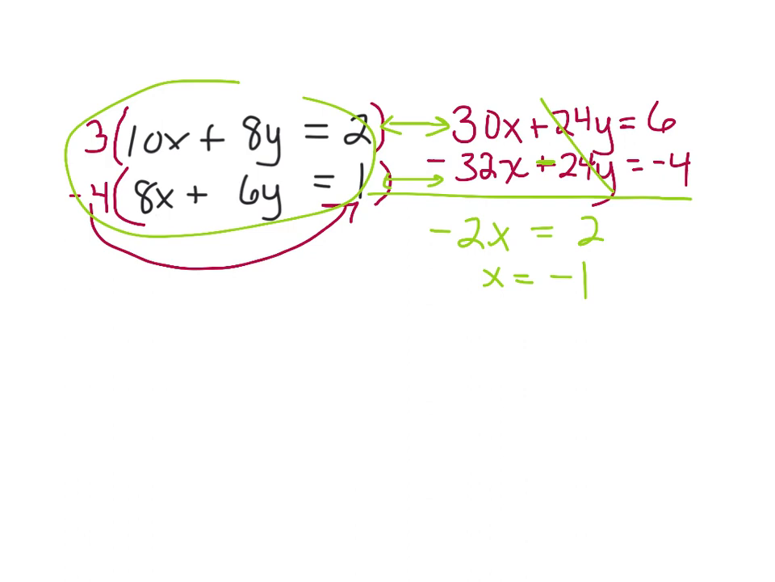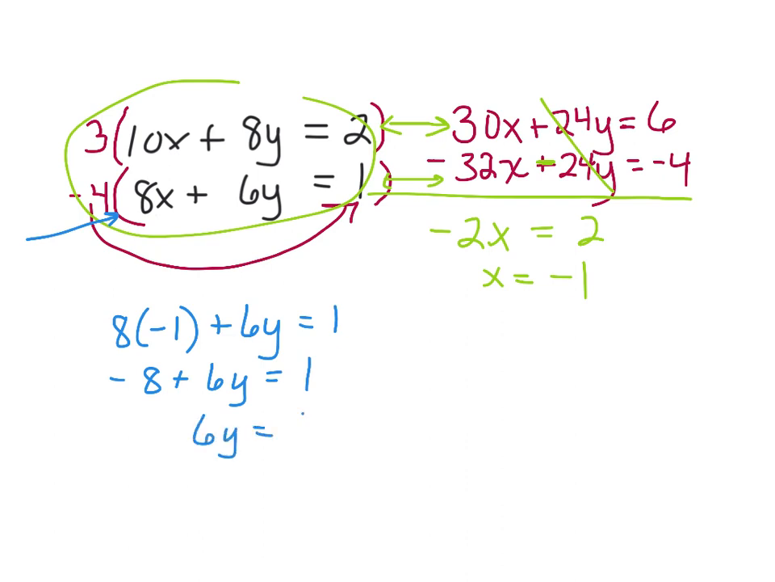And again, going back to solve for y, we want to substitute into whichever equation looks best for us. I could use the two new ones. I could use one of the first ones. I'm going to use, I think, this bottom one just because the numbers are smaller. So 8 times -1 plus 6y equals 1. That's -8 plus 6y equals 1. I'm going to add that 8, so I get 6y equals 9. And dividing by the 6 is going to give me a fraction here.